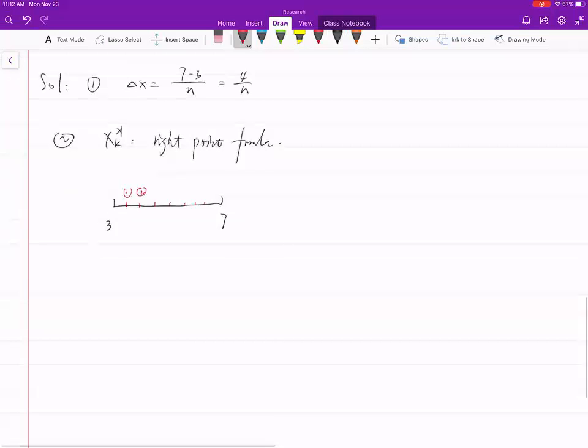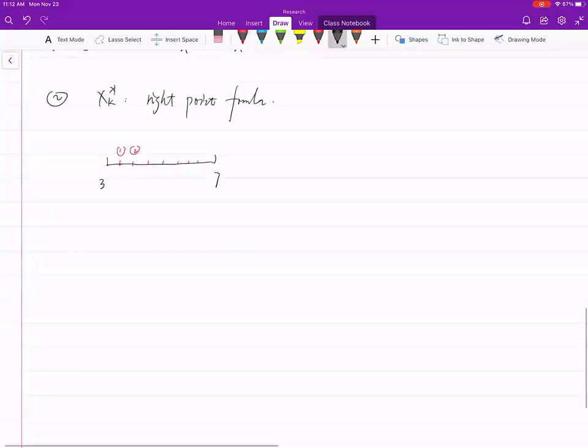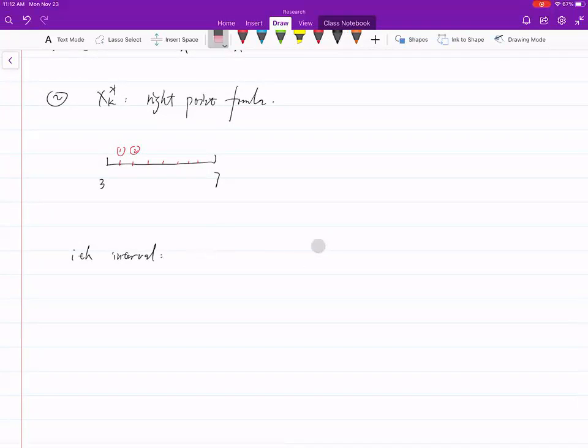So if you're looking for the ith interval, it should be a left point and a right point. So it should be starting from 3. Go for 4 over n for each step, and for i steps.